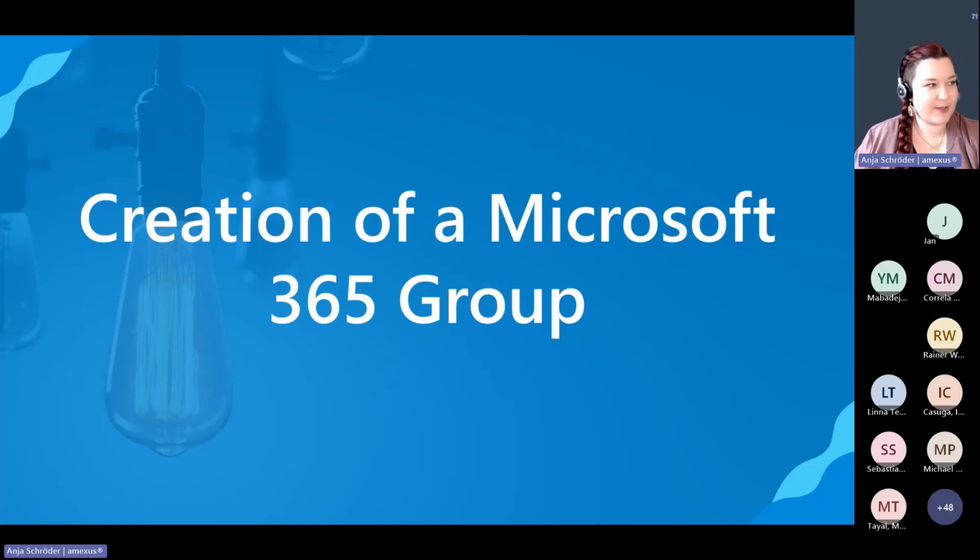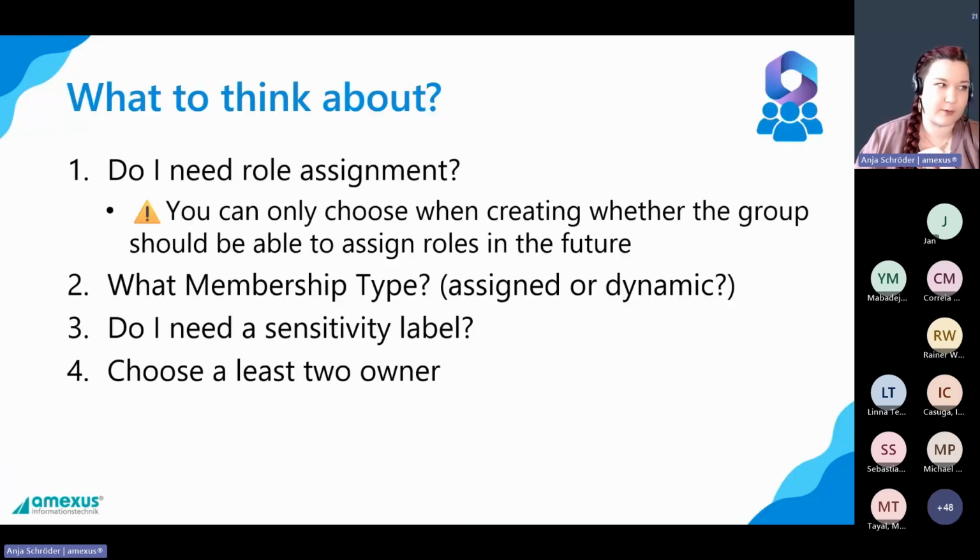Okay, first things first: creation of Microsoft 365 groups. What do you need to think about? When you want to create a group, you need to think about whether you need role assignment, because you can have role assignment in a Microsoft 365 group. Not if you create them from Microsoft Teams, but when you create them through Entra ID. You can only decide for role assignment in this group at creation. There's no PowerShell cmdlet, there's no way to change this once the group is created.